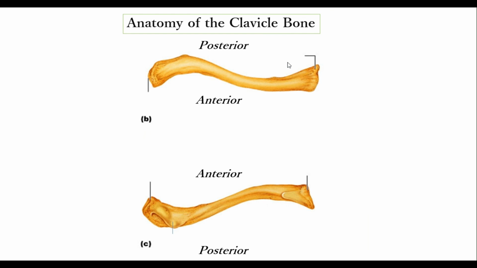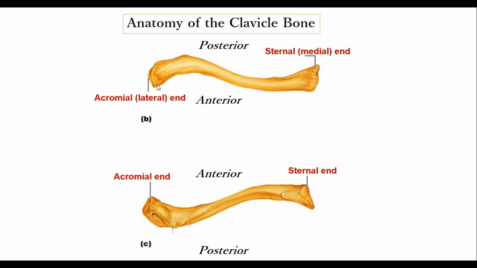Moving to the structures on the clavicle. First, right here, this is the sternal medial end. This is the end which articulates with the sternum. We can also see the sternal end right here. This is the acromial, also called the lateral end. The acromial end of the clavicle articulates with the acromion of the scapula. Right here we can see the acromial end.